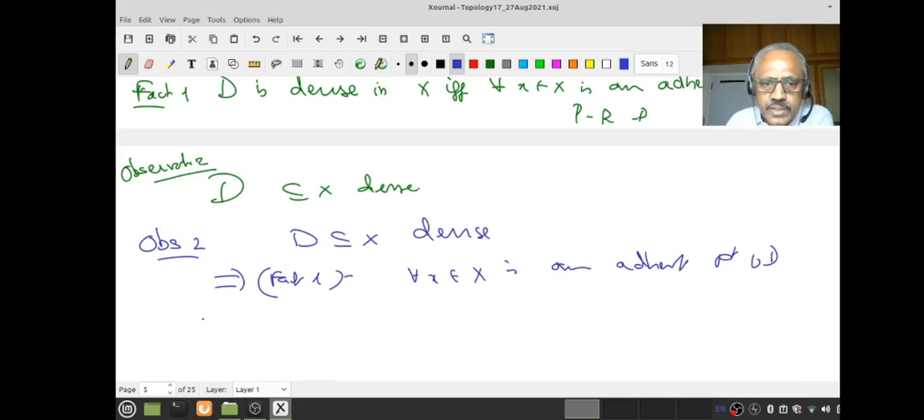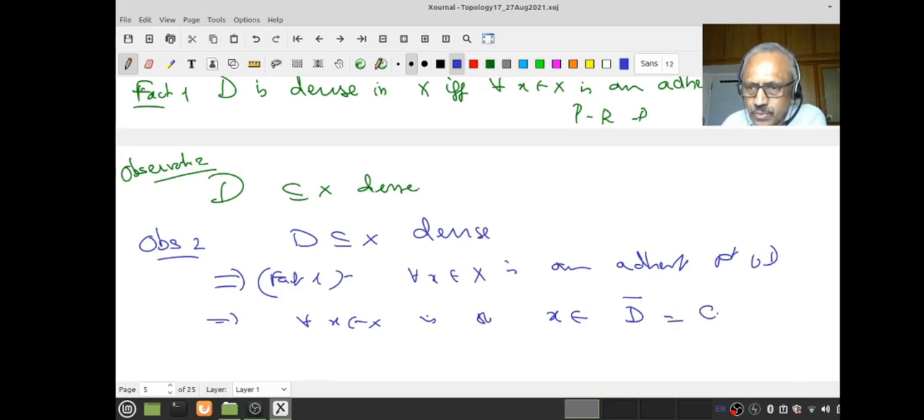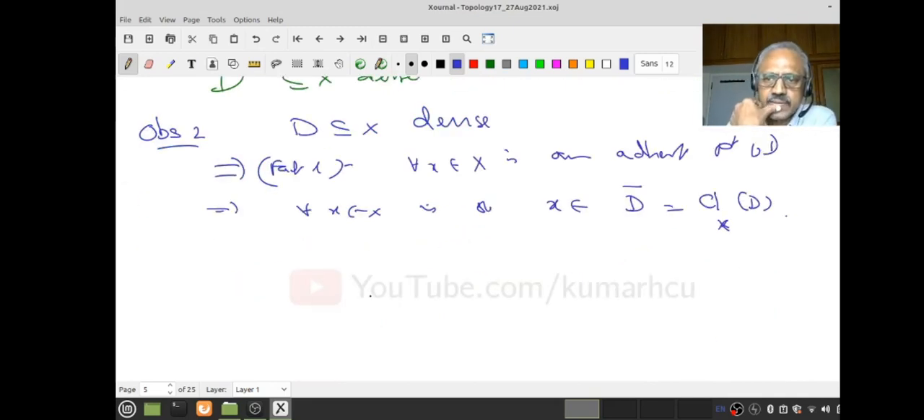Okay, that means what? Every x in X is such that x belongs to the closure of D, because do you remember? Any adherent point of the set belongs to the closure of the set. This is the closure of D in (X, tau). You see that? And that means what? This is for every x, and the closure of D is a subset of X. But we are saying X is a subset of the closure of D, therefore the closure of D is X.